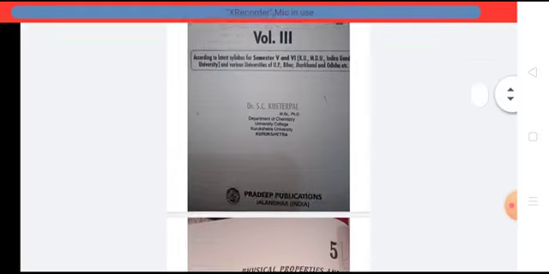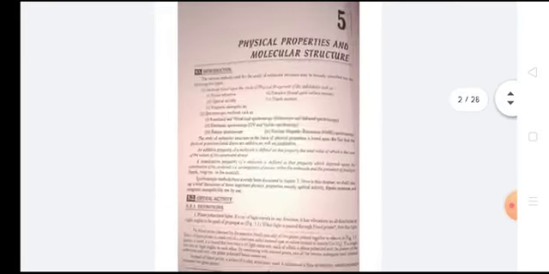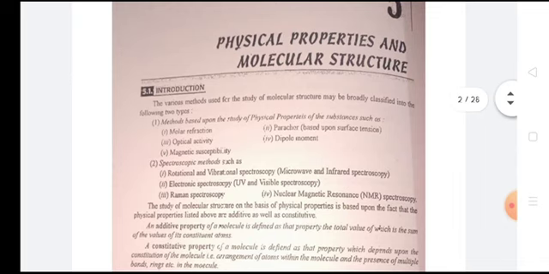Physical Chemistry, Volume 3. Chapter name: Physical Properties and Molecular Structures.